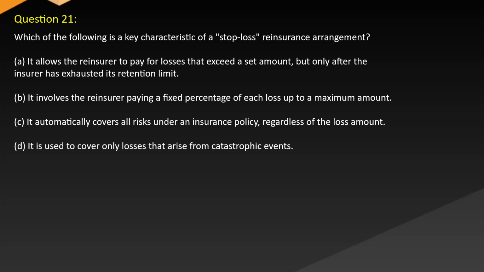Question 21. Which of the following is a key characteristic of a stop-loss reinsurance arrangement? A. It allows the reinsurer to pay for losses that exceed a set amount, but only after the insurer has exhausted its retention limit. B. It involves the reinsurer paying a fixed percentage of each loss up to a maximum amount. C. It automatically covers all risks under an insurance policy, regardless of the loss amount. D. It is used to cover only losses that arise from catastrophic events.